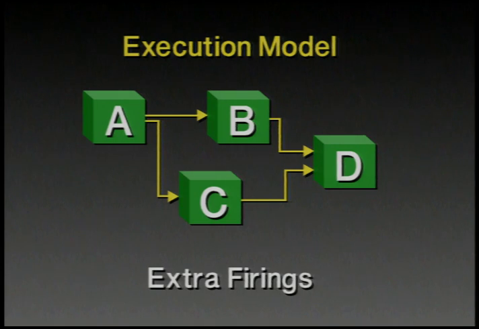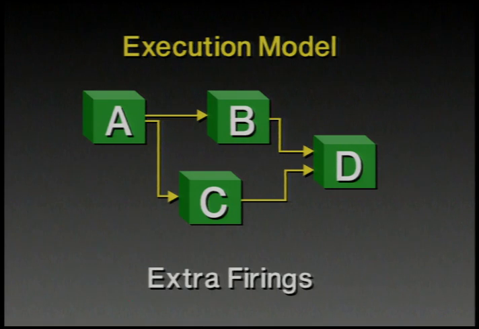Let's talk a little bit about extra firings. In this very simple diagram of module A communicating its data to modules B and C, which both then communicate their data to module D, let's assume that module B is a slow module and module C is a fast module. When A fires, B and C both get information about firing. B is slow, and so it cranks and cranks and cranks. C, if it's computing in parallel, is fast. It finishes its data. It sends it to D.